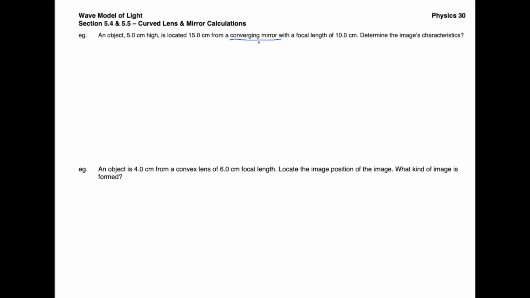So here we're dealing with the converging mirror. So it's going to be your concave mirror. We have a focal length of 10 centimeters. And the object is located 15 centimeters away.